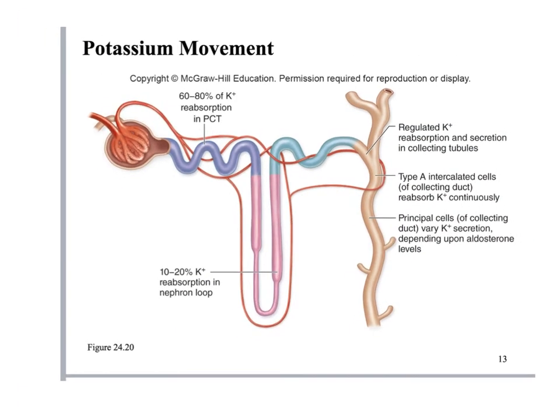Other materials that are regulated: potassium. Potassium is regulated by reabsorption. Most of it occurs in the proximal convoluted tubule, and some of the reabsorption occurs in the nephron loop. This depends upon the movement of sodium. So sodium and potassium are also linked.